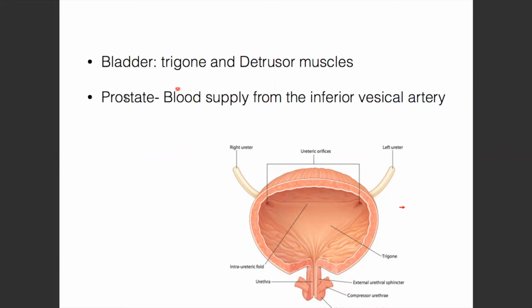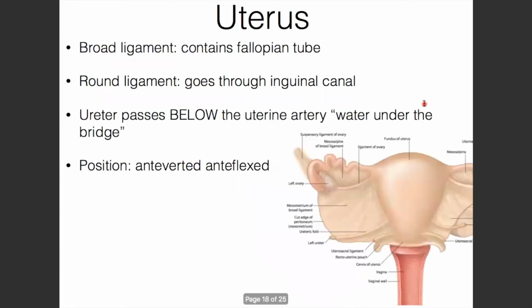Or sometimes in the DR, they would label the prostate and then ask you what its blood supply is. So it's important to know that the blood supply of the prostate is the inferior vesical artery.